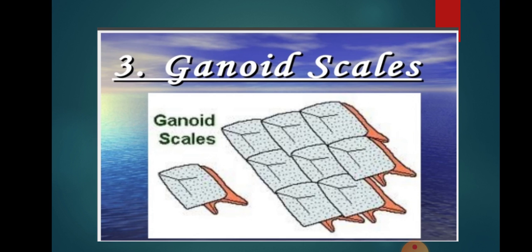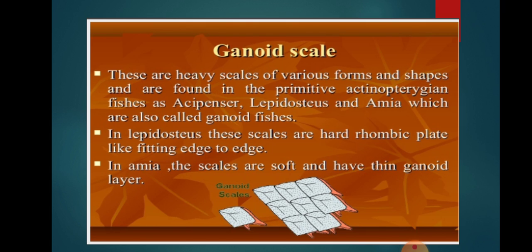Then the third one is ganoid scales. The ganoid scales are heavy scales of various forms and shapes and are found in the primitive actinopterygian fishes such as Acipenser, Lepisosteus and Amia, which are also called ganoid fishes. In Lepisosteus, these scales are hard rhombic plates fitting edge to edge, and in Amia the scales are soft and have a thin ganoid layer. In this diagram we make clear which type of scales is known as ganoid scales.